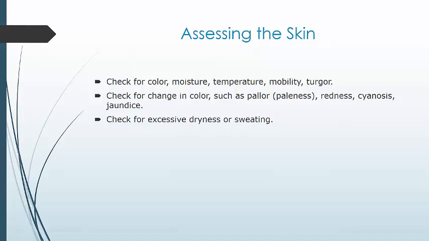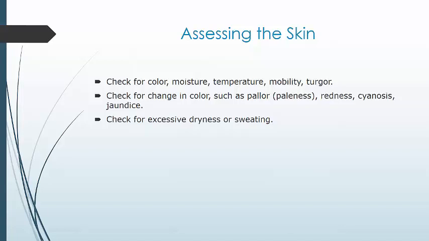If they're red, it could be generalized, like hot environment, fever, something like that, or it could be localized to an area of inflammation. So that also can give us a little clue as to what's going on here. We want to check for excessive dryness or excessive sweating, and once again, there's several different things that can cause either one. To check for mobility and turgor, we're going to gently pinch and lift up a fold on the skin, such as on the back of the hand or something like that.